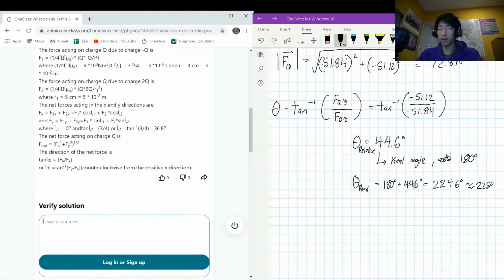So for here, this solution does not have a clear numerical answer for the magnitude, and the angle is wrong.